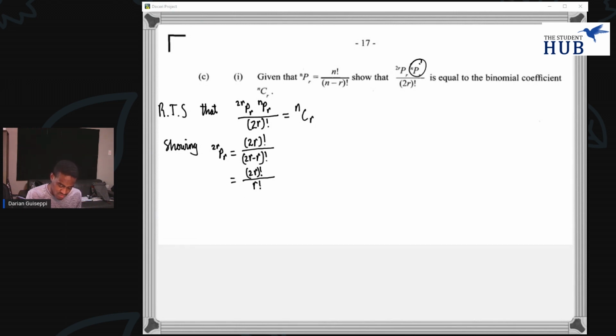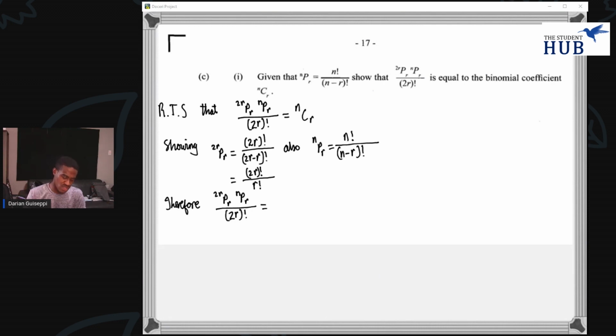Then we just put down what that next part is, the nPr. You would get that from here. So let's do that next. Those are the two parts in the numerator we're looking to work out here. So we just worked out that, and now let's put everything into this big expression and see if we get this here. So therefore, this is what they gave us to show is equal to nCr.